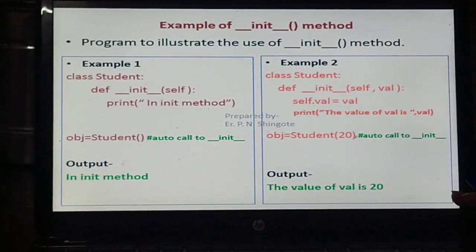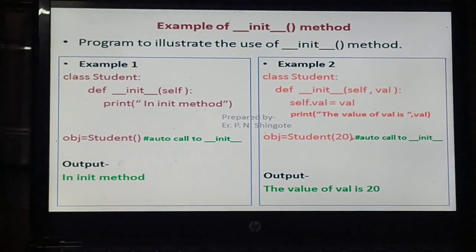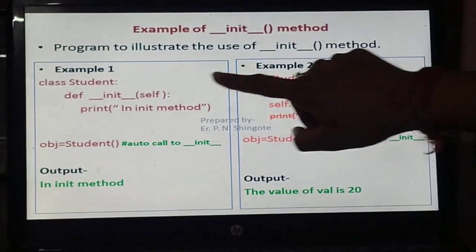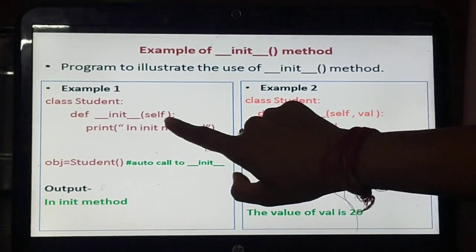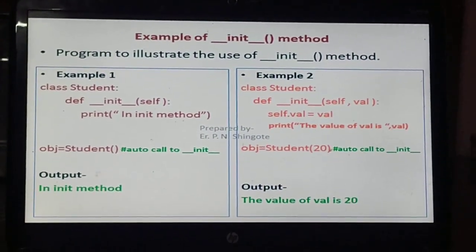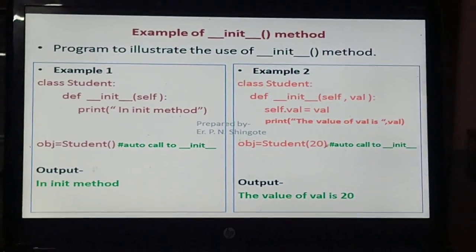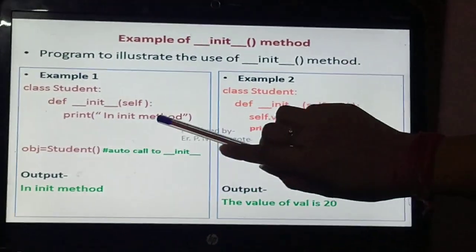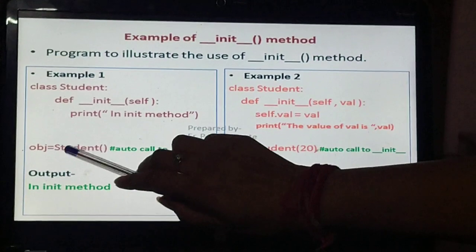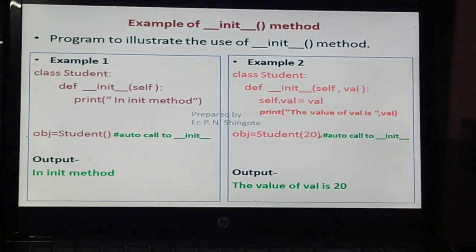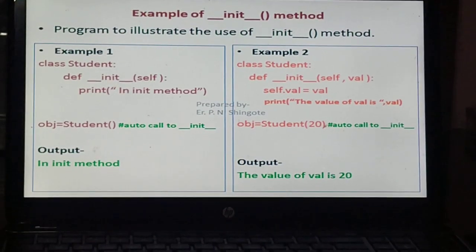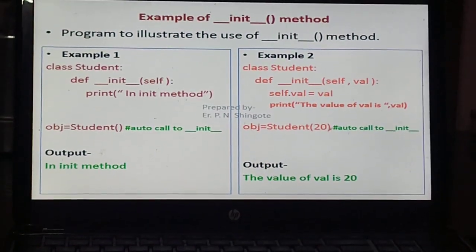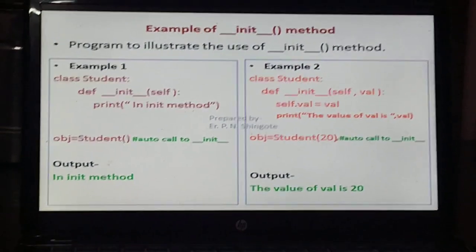Okay, so let's discuss a very basic and simple example of the init method. So here I have taken a class student where I have defined the init, which is nothing but your constructor. When I define init here and print in the init method, and when I create the object of this class, it automatically calls the function. When we talk about the constructor and the normal function, the only difference between a constructor and a normal function is that you don't need to call the constructor by using the object.